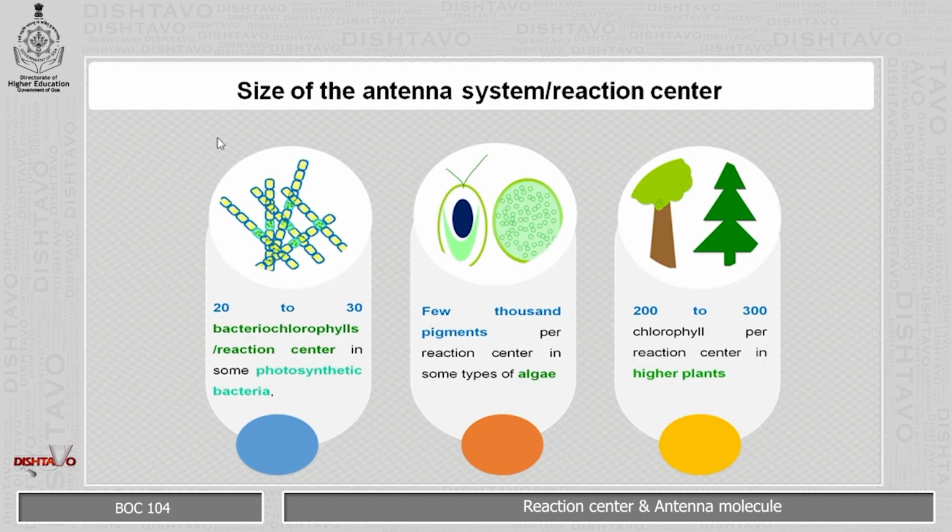Coming to the size of the antenna system per reaction center. If we talk about the photosynthetic bacteria, 20 to 30 bacteriochlorophylls are present per reaction center. Whereas in algae, a few thousand pigments will be present per reaction center. Coming to the higher plants, there are around 200 to 300 chlorophyll molecules per reaction center. So the size of the antenna system varies among different types of organisms.